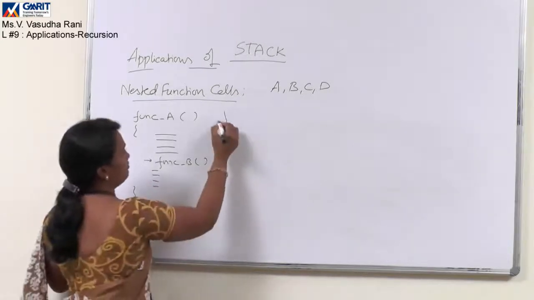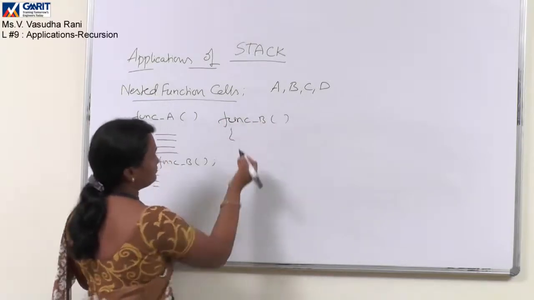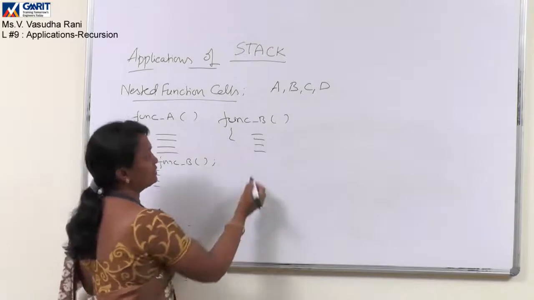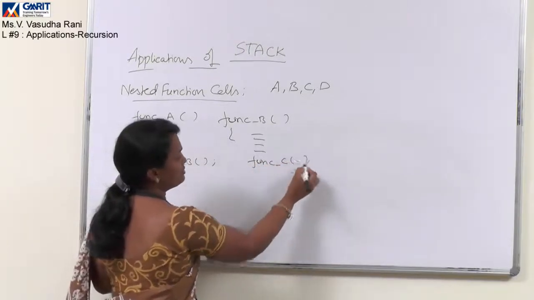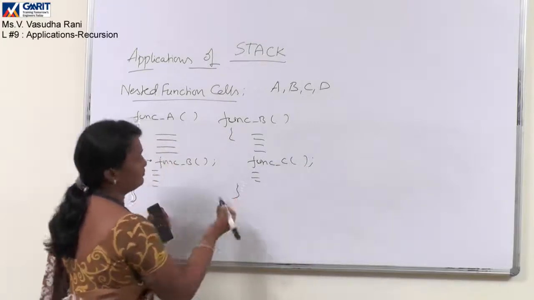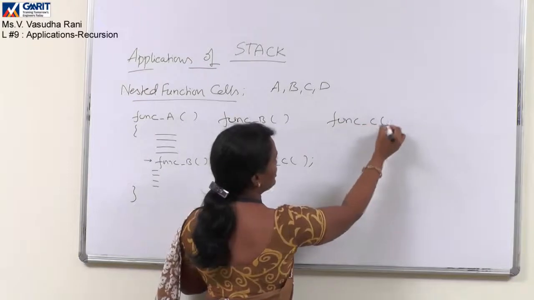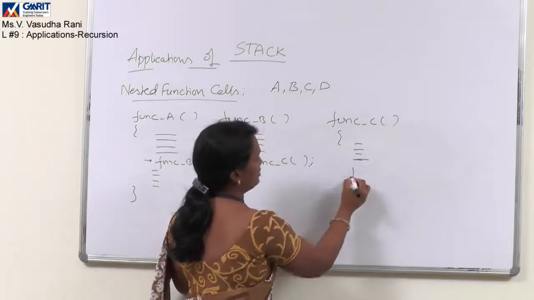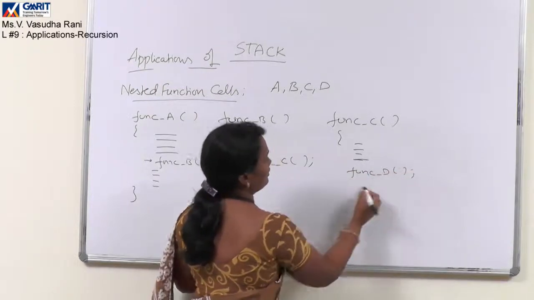And now if you see the definition of function B, in addition to the statements of function B, there is a call to function C. And as part of the definition of function C, you can observe there is a function call to D.